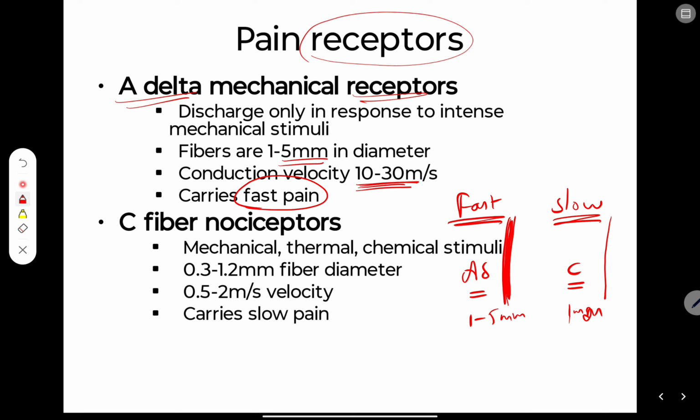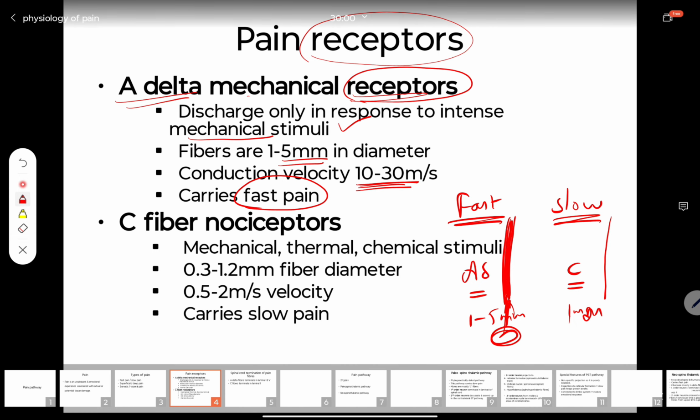Here, the A delta fibers in the lower end have a receptor. We call it the A delta mechanical receptor, and it discharges only in response to intense mechanical stimuli. Whenever there is any crushing injury or a needle prick injury, all this is carried by your A delta fibers, and the receptors which detect them are called A delta mechanical receptors.